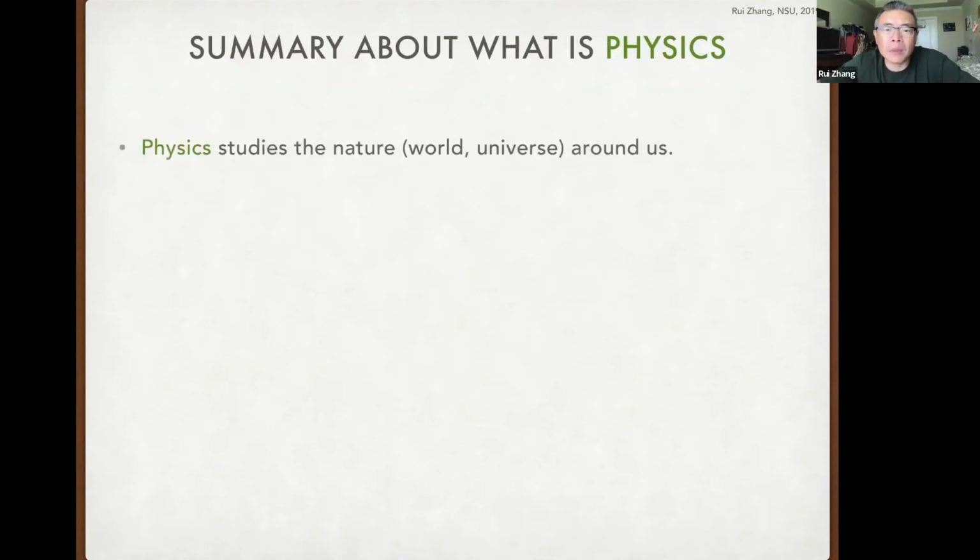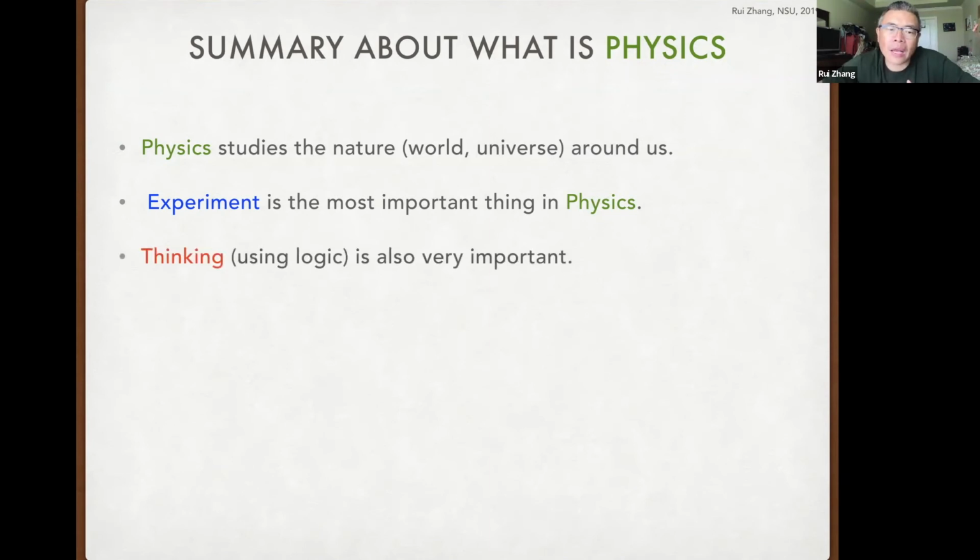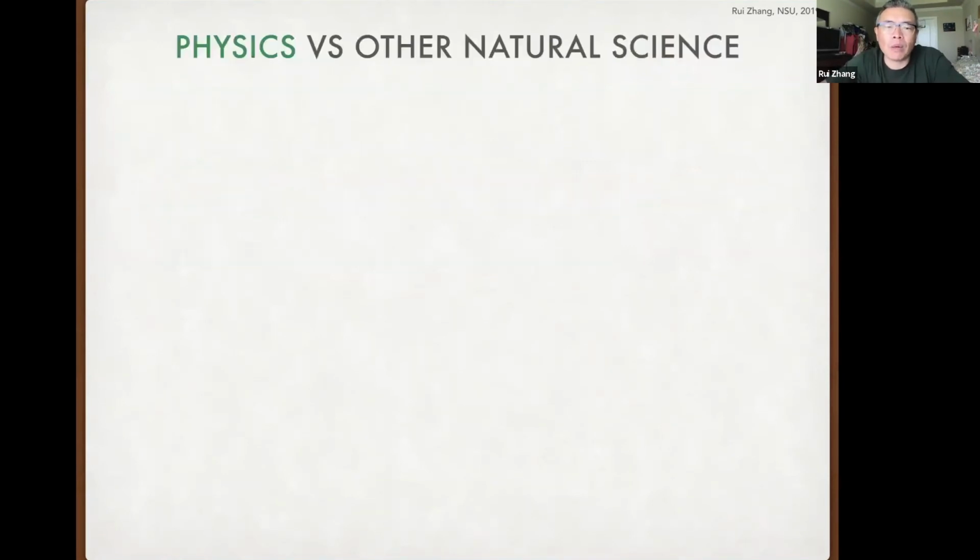Basically, I want to summarize what physics is. Physics studies nature, or you can also call it the world or universe around us. Experiment is the most important thing in doing physics or science in general, because all the knowledge we have comes from experiment. Thinking and using logic is also very important. In the whole process we just discussed, we need to think, ask questions, and figure out some reasonable answers, and then we use experiment to check our answer. So thinking is also important.